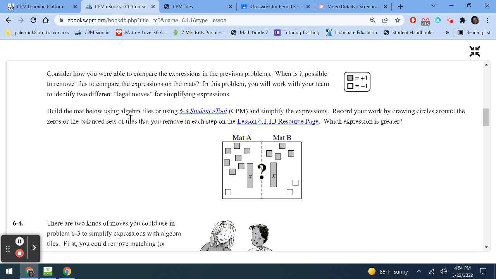So build a mat using the algebra tiles or using the E tool and simplify the expression. Record your work by drawing circles around the zeros and the balanced sets of tiles as you remove them in each step on the resource page. So again, we're going to go right here.